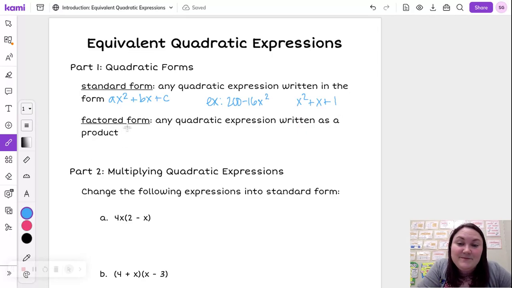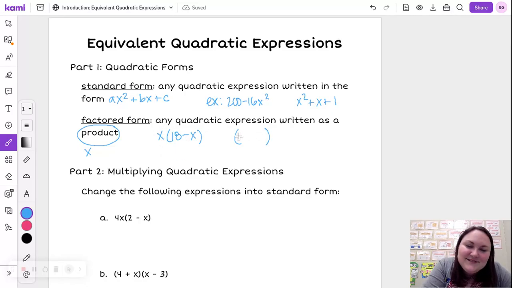Factored form is going to be newer to us. Factored form is going to be any quadratic expression written as a product. And we've learned that the word product means we're talking about multiplication. So, for example, in a previous lesson we saw this expression here. This would be in something we call factored form because it's written as a multiplication problem. We're multiplying x by 18 minus x.